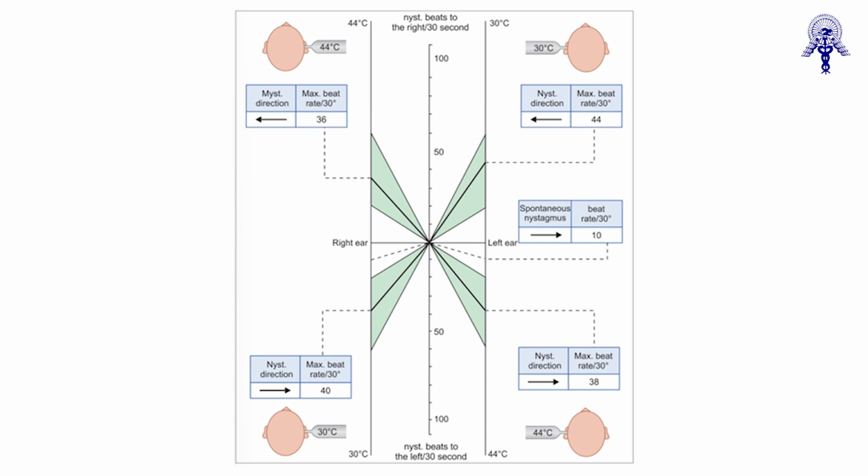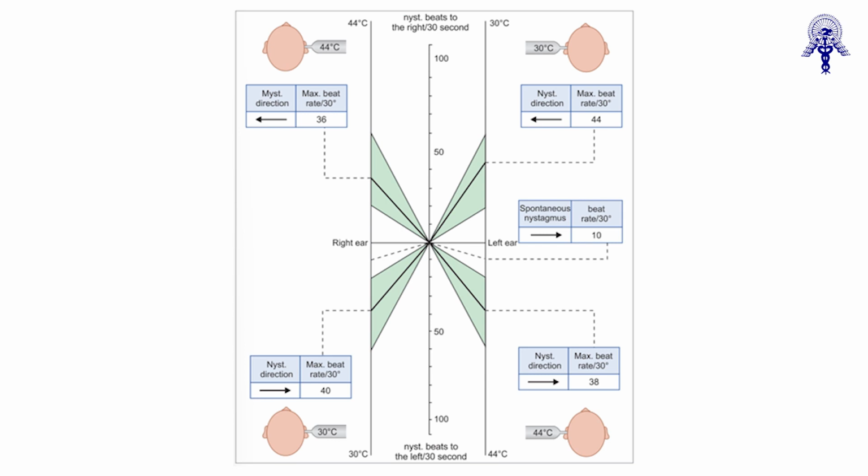Right half is for the left ear and left half is for the right ear. We know for electronystagmography we use bithermal caloric test if the tympanic membrane is not perforated. That means normal body temperature is 37 degree centigrade, we use 7 degree above and 7 degree below. That means 44 degree centigrade and 30 degree centigrade water.